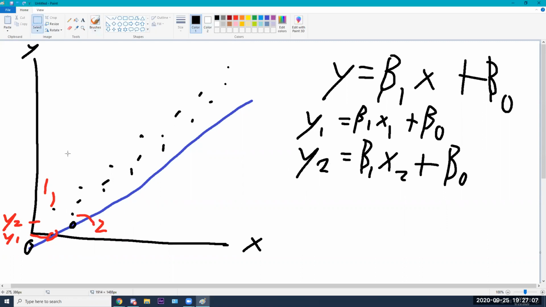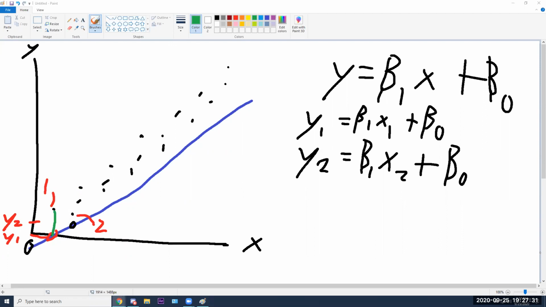Well, as you can see, for each term, there's an error. So I'm going to draw this in green. Like for y1, for example, you predicted beta 1 x1 plus beta naught, and it gives you this value right here. The error would be this entire thing, the distance between the actual y1 term and the predicted term. And that'd be your error 1, your first error for your first point.